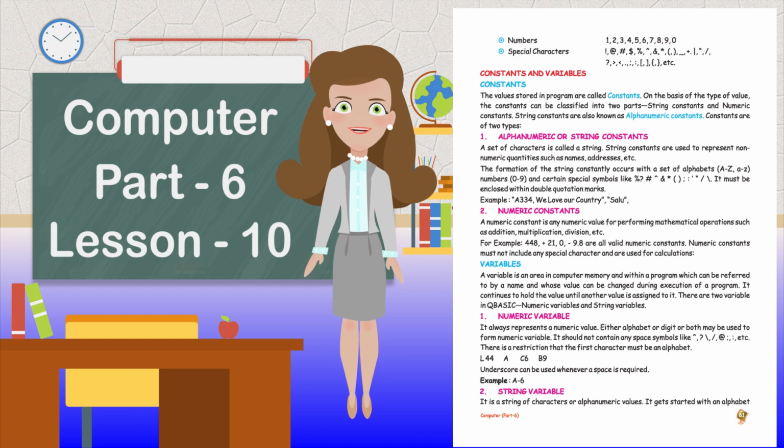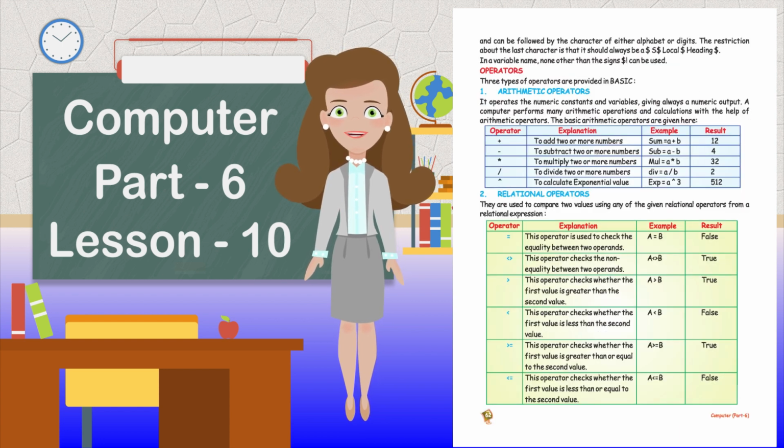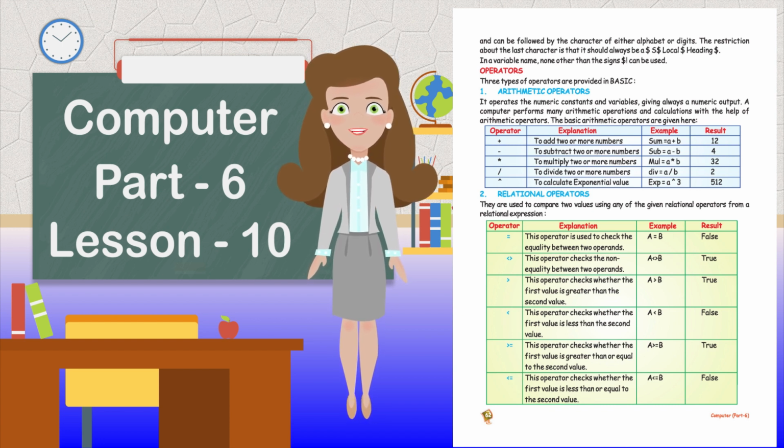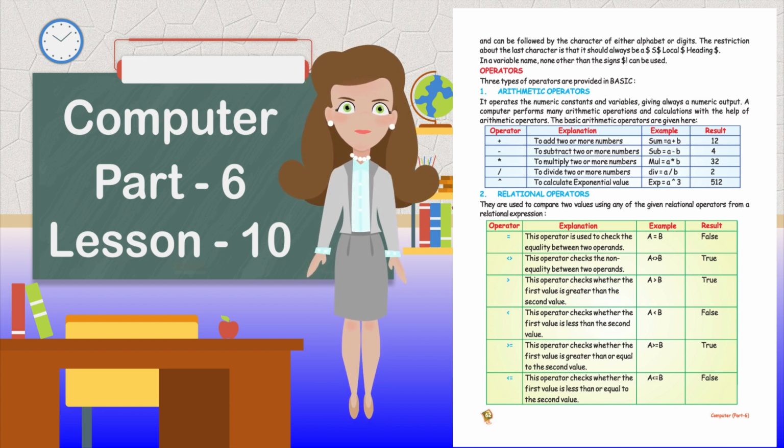Number 2. String variable. It is a string of characters or alphanumeric values. It starts with an alphabet and can be followed by characters of either alphabets or digits. The restriction about the last character is that it should always be a dollar, as in A dollar, local dollar, heading dollar. In a variable name, none other than the signs dollar and exclamation mark can be used.